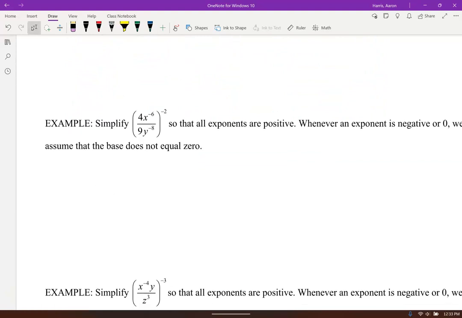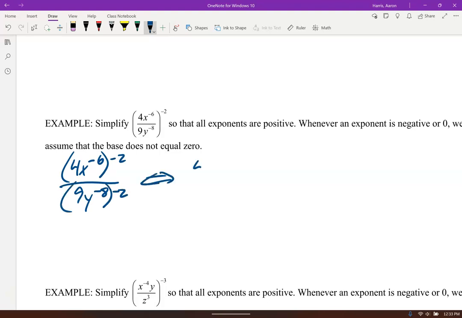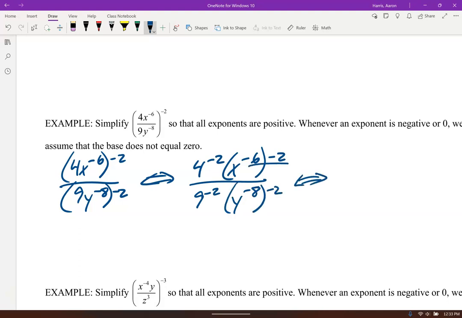Similarly, let's do it. Actually, this one I'm going to take to the negative 2. So I got 4 to the negative 2, x to the negative 6 to the negative 2, 9 to the negative 2, y to the negative 8 to the negative 2. Well, power of a power, negative 6 times negative 2 is positive 12. That's y to the 16th.